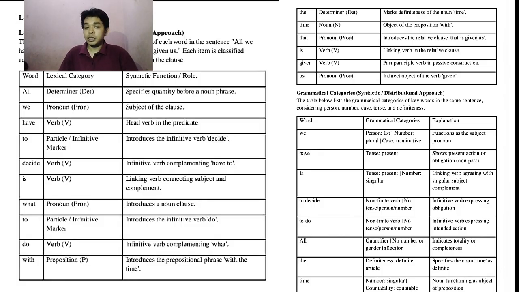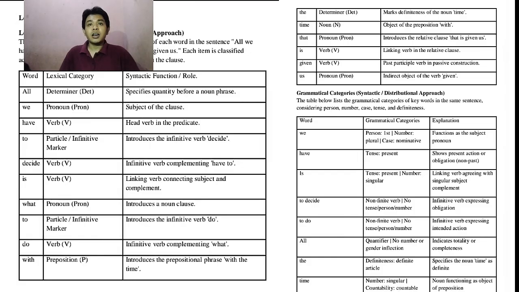Understanding these properties, which are hierarchy, recursion, and structure dependence, gives us insight into how language is organized and how meaning is built through structures. Now that we have discussed the main ideas of syntax, let's move on to the next part, which focuses on the lexical and grammatical category analysis.